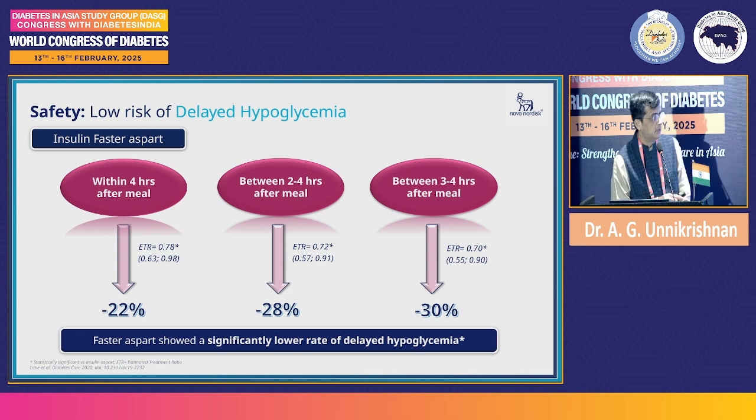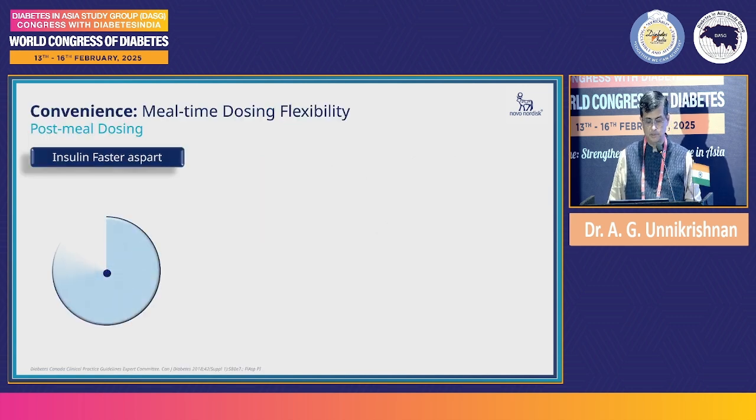And here is a study that if you look at faster aspart, it reduces hypoglycemia, whether it is within 4 hours, between 2 to 4 hours, between 3 to 4 hours. It reduces the occurrence of delayed hypoglycemia, because unlike the regular insulin, which lasts for 6 to 8 hours, this is going to last only for a short period. So it will cover the glucose taken in the meal. So after that, the patient will not get hypo. Of course, the patient may require correction factors later, but this delayed hypoglycemia, very important in a clinical setting, will not happen with faster acting aspart.